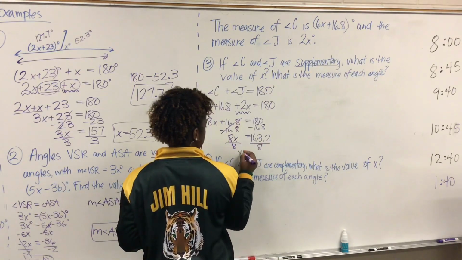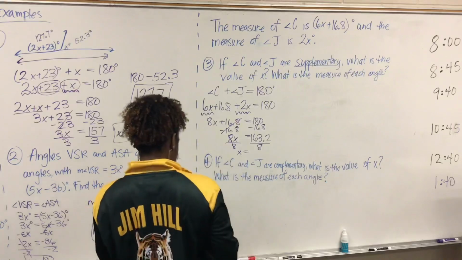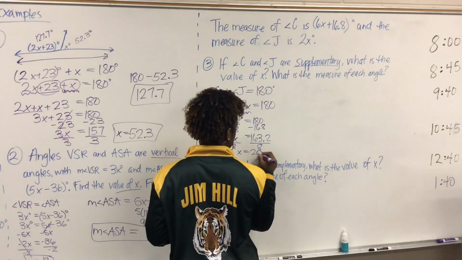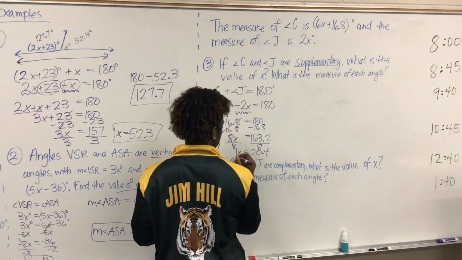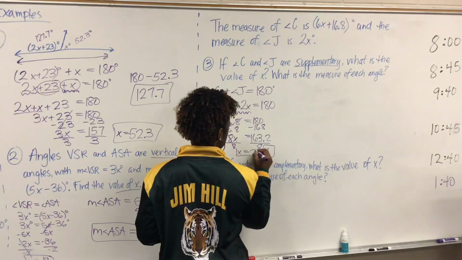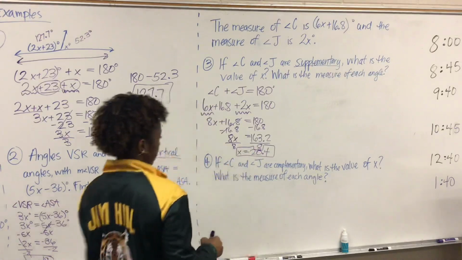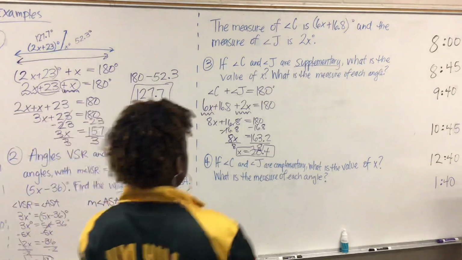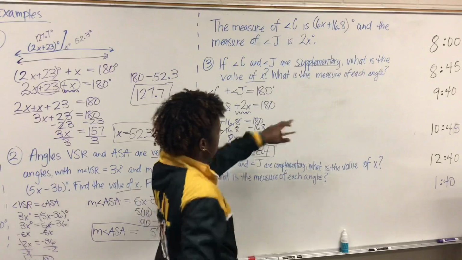This cancels out. x equals 20.4. x equals 20.4. That's the first part, find the value of x. Now I need to find the measure of each angle.